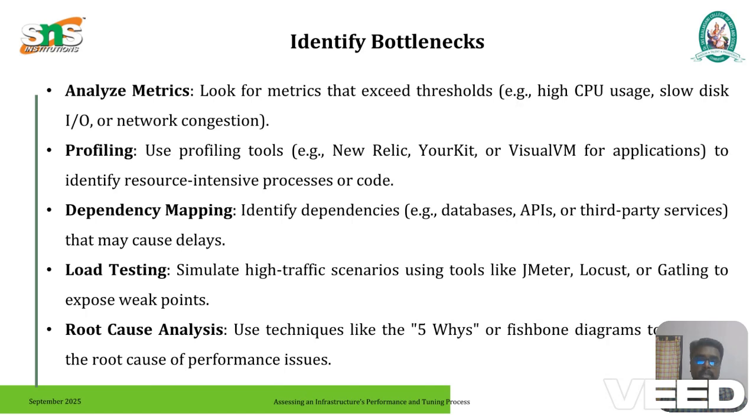To identify the bottlenecks, we will be doing various operations like analyzing the metrics. We'll be doing some profiling operations. We'll be employing some dependency matrices to measure the delays caused because of dependency issues. We'll be doing load testing to see how traffic scenarios affect our performance. And we'll be doing root cause analysis using the 5 Whys and fishbone diagrams, so that we analyze the root cause of the performance issues of our applications.